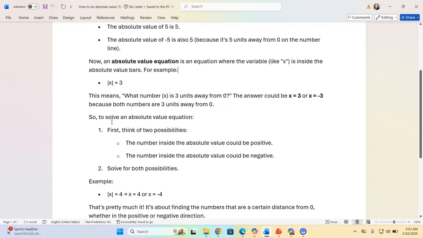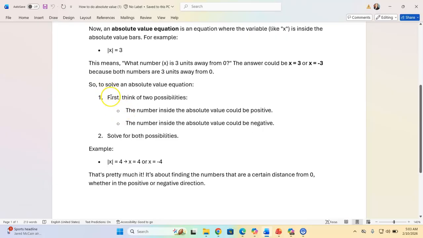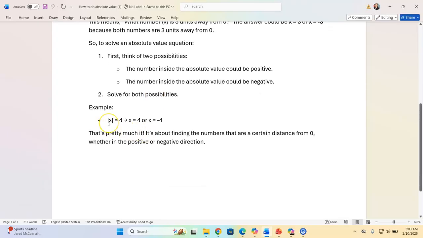So can we solve for both possibilities? You'll see here that I've typed out the steps for you, and then you can solve for both possibilities. Now in this example, we're just going to use the number 4. So absolute value of x equals 4, which means x could be 4 or x could be negative 4. And that's it. That's exactly how you find absolute value.